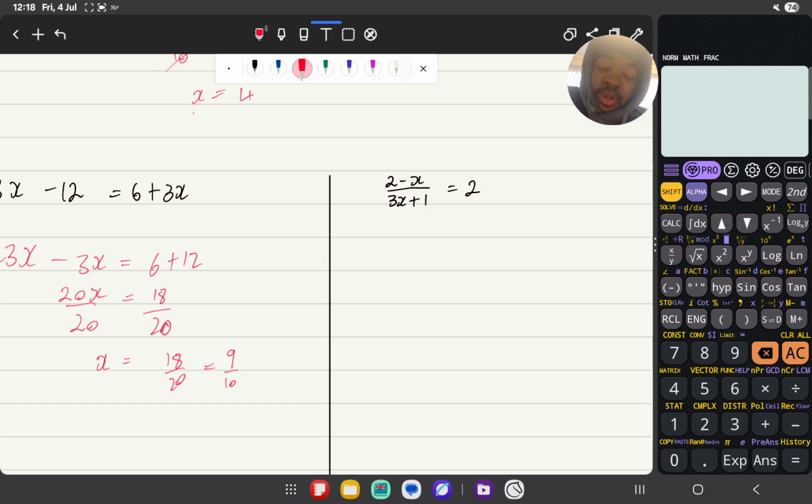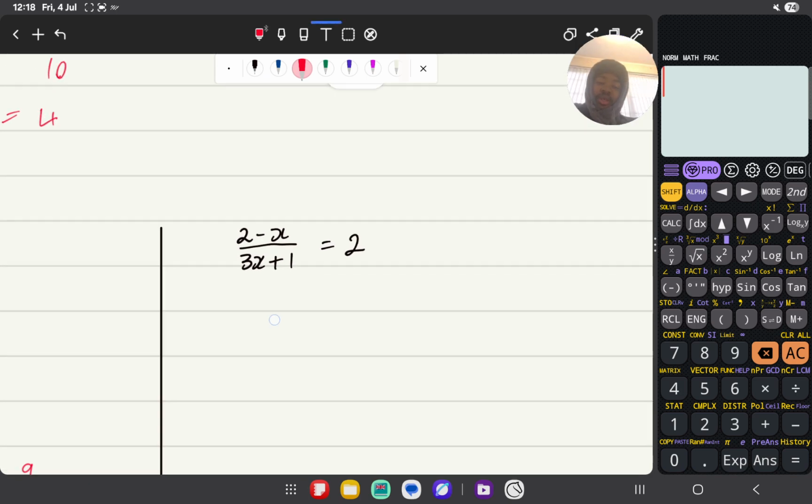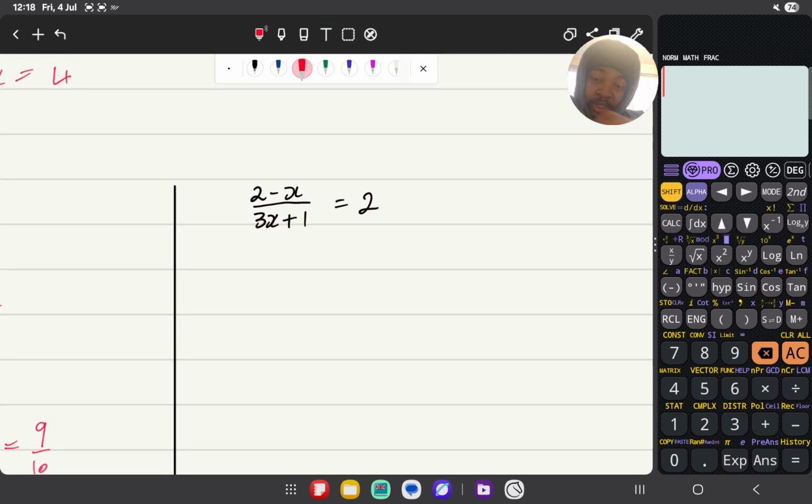We have a beautiful example here. For this kind of one, I want to make you aware of something. You see, we had 2 here, and that 2 we can also write as 2 over 1. And then from here you cross multiply. By cross multiplying, this is multiplied by this, and this is multiplied by this. So then you're going to end up having 1 times that, you have 2 minus x, and then 2 times that, you have 6x plus 2. Now you start the transposing, you have 6x plus 1x.